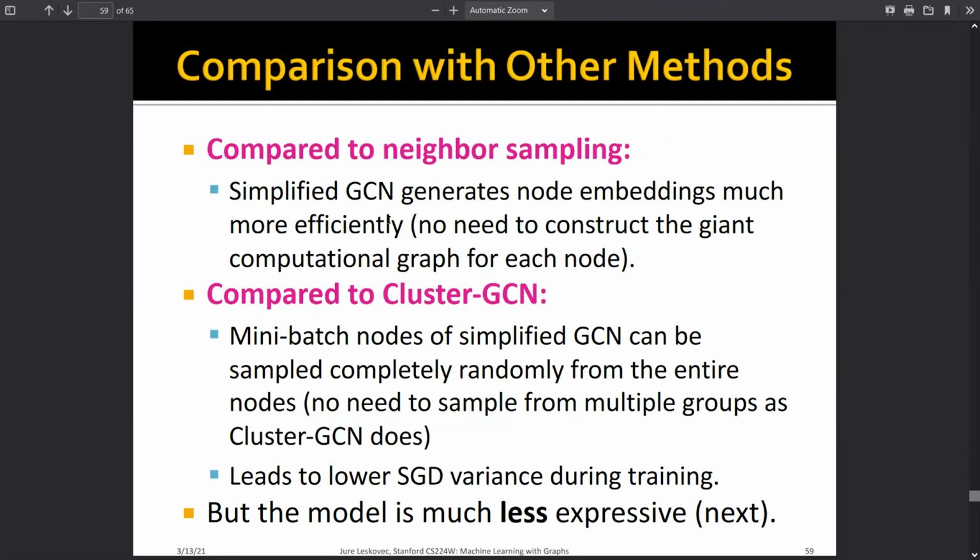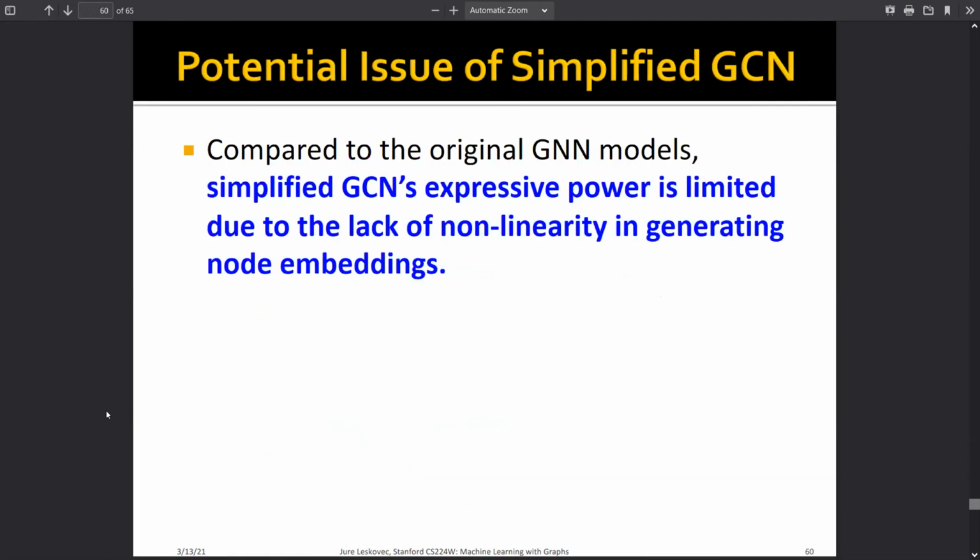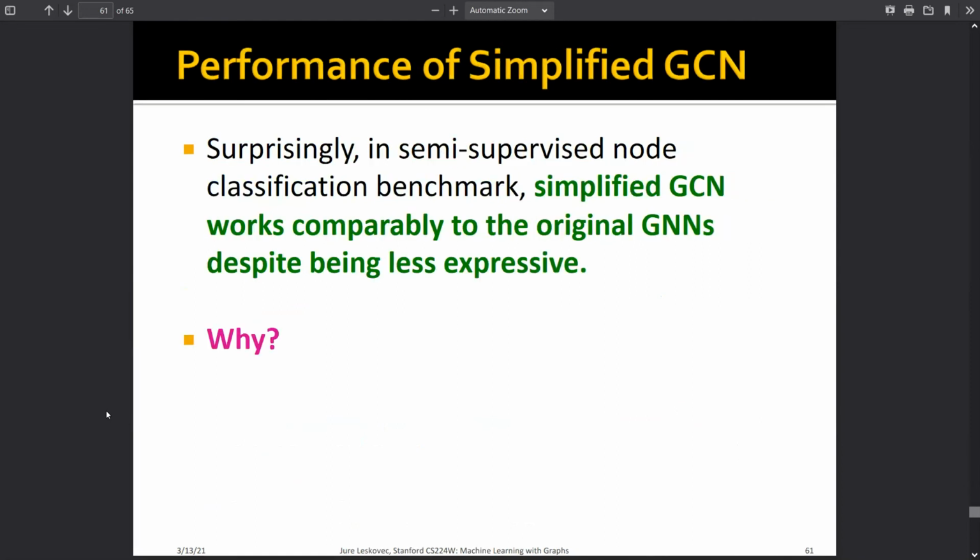Simplified GCN is much more efficient. No need to construct the giant computational graph. Mini-batch nodes can be sampled completely randomly from the entire set of nodes. Okay, that makes sense. In the semi-supervised node classification benchmark, simplified GCN works comparably to the original GNN, despite being less expressive. Should I move next? Yeah.